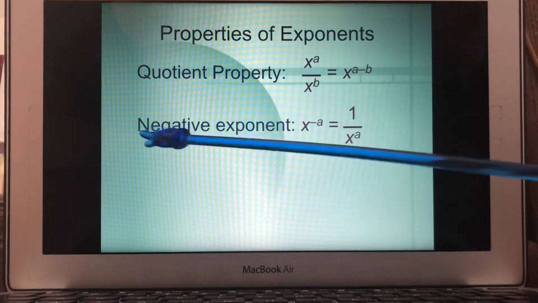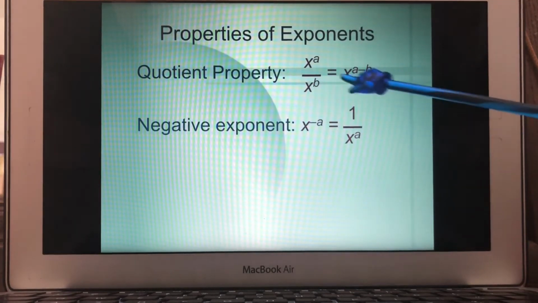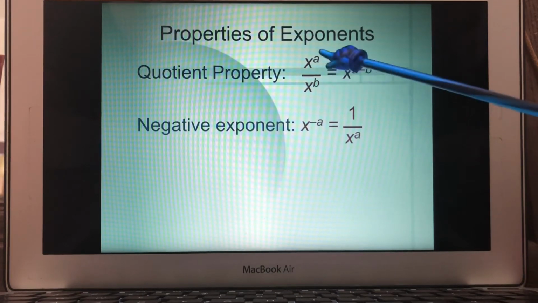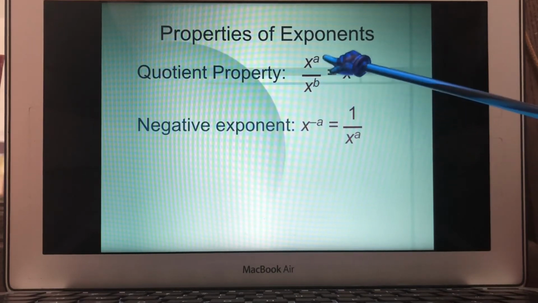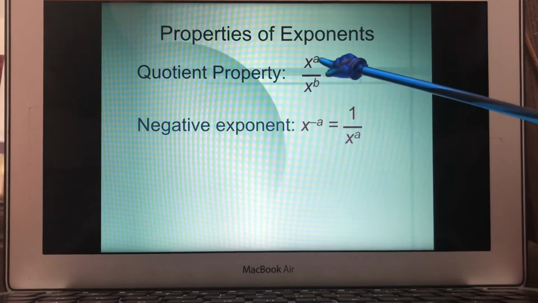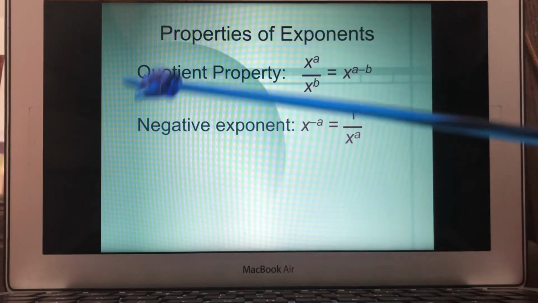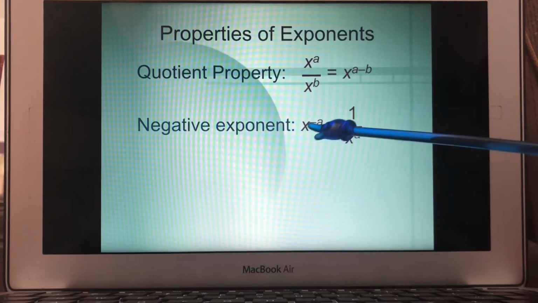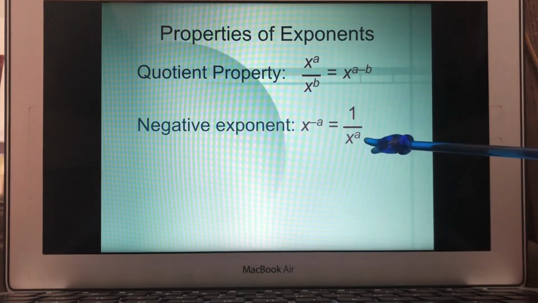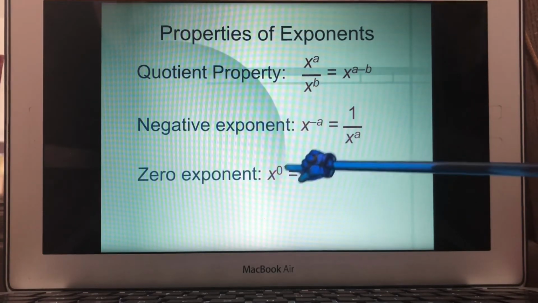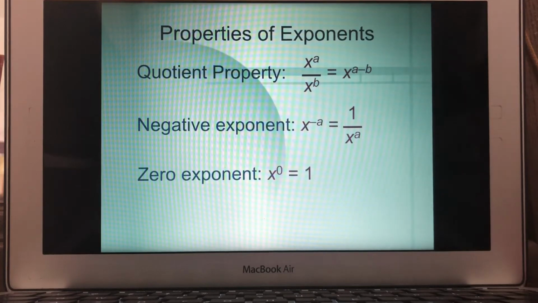For the quotient property, we had mentioned already, you've got x, the same base, then when you're dividing the two powers, you subtract the two powers. When you have a negative exponent, you find the reciprocal and you flip the fraction. When you have a 0 exponent, any number raised to 0 power is going to be 1.